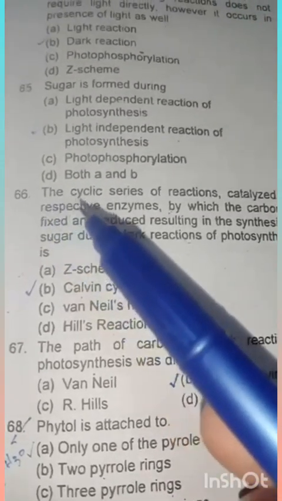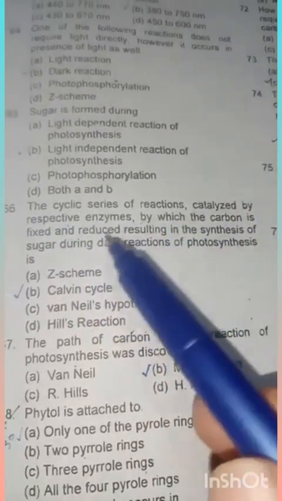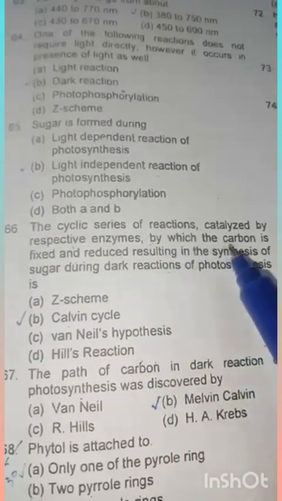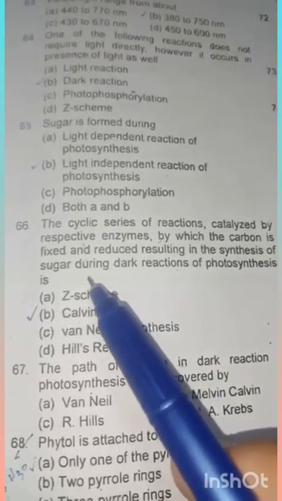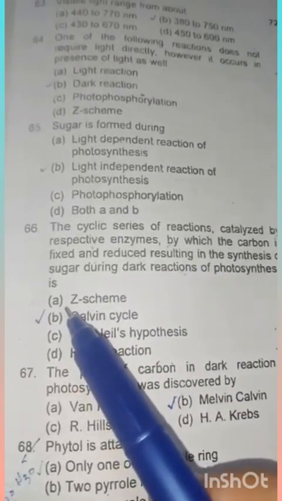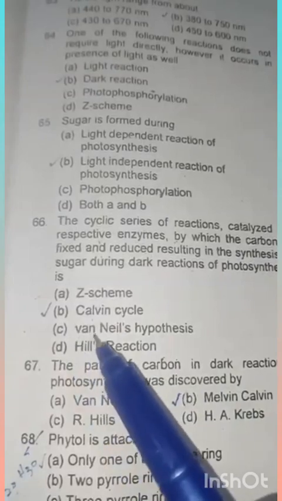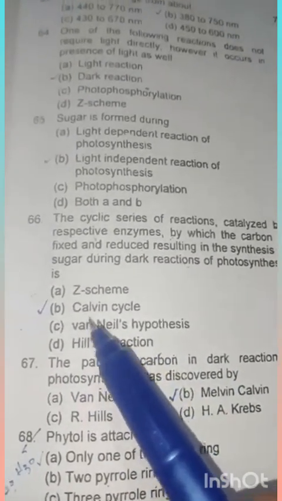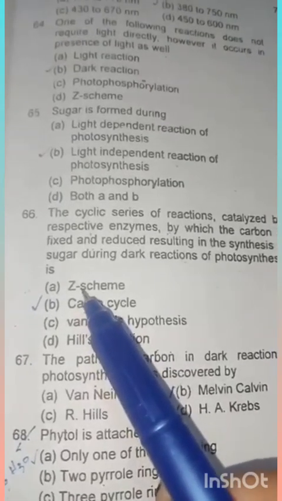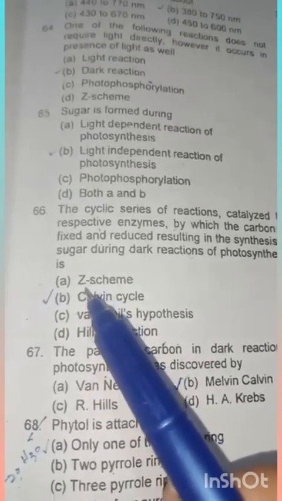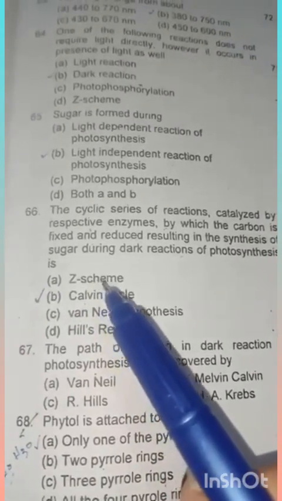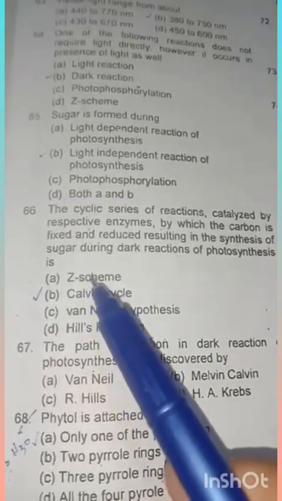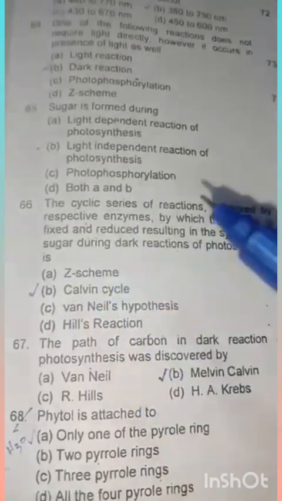Question number 66. The cycle, a series of reactions catalyzed by respective enzymes, by which carbon is fixed and reduced, resulting in the synthesis of sugar in photosynthesis, is option A, Z scheme; option B, Calvin cycle; option C, Van Niel hypothesis; option D, Hill's reactions. The Z scheme is that in which the electron proceeds from a high energy level to a low energy level through the electron transport system. It is not catalyzed by any enzymes.